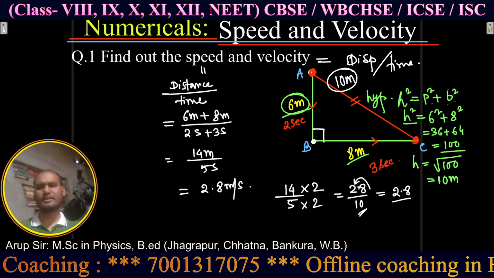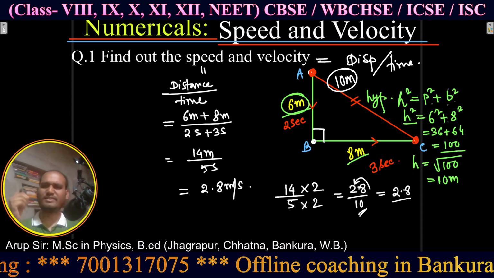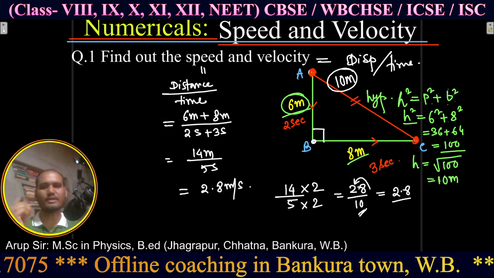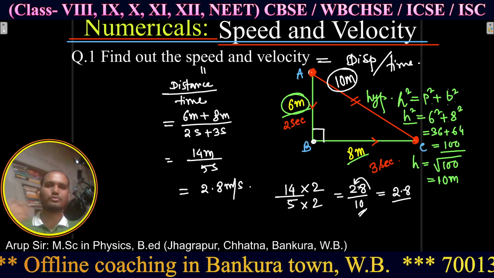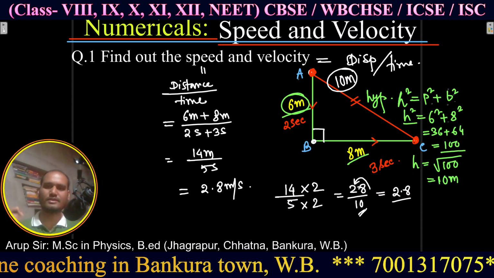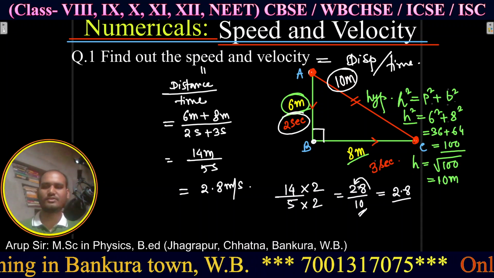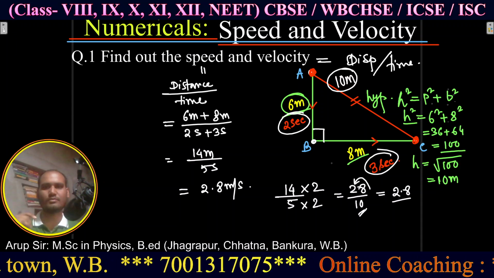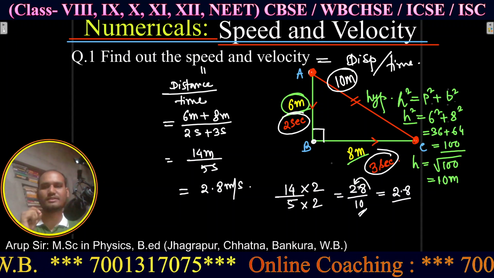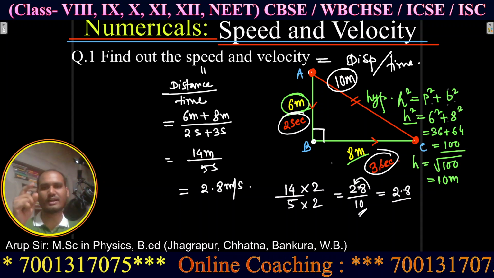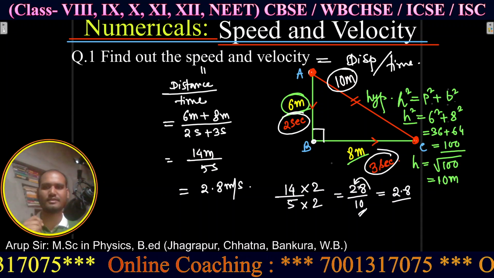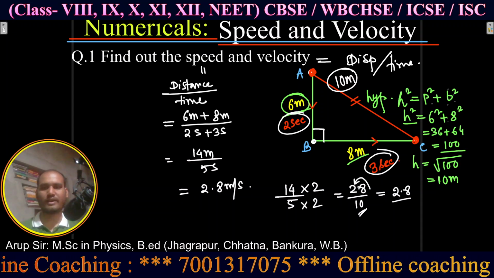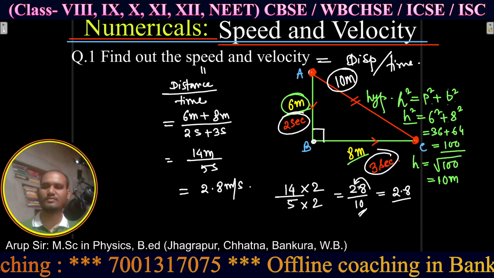Okay, and for time taken, it is going from A to C, but via B. A to B takes 2 seconds and B to C takes 3 seconds. So the total time will be 2 seconds plus 3 seconds, simply 5 seconds, right? You have to add them, because the object's displacement is a straight line, but for time we need to see how much path it is traveling, along which path it is coming. This is how you have to find the time, which is 5 seconds.